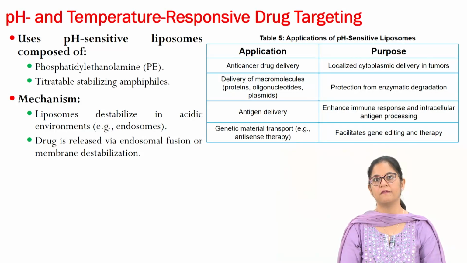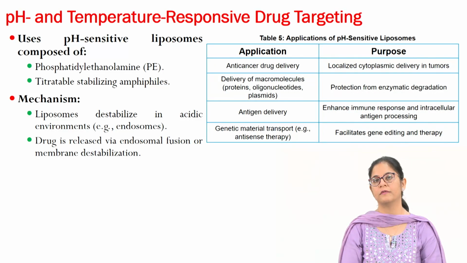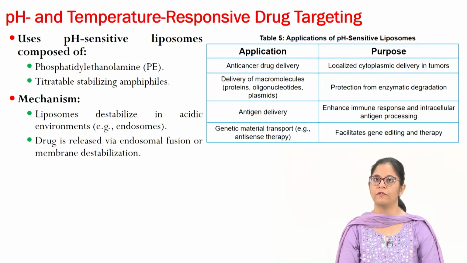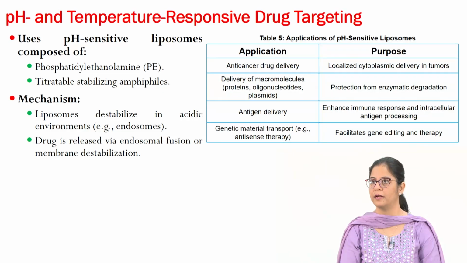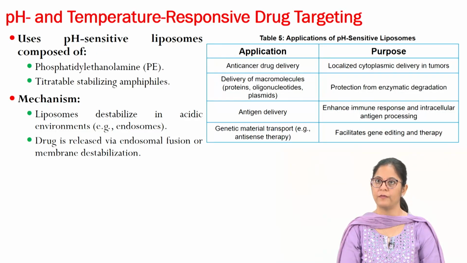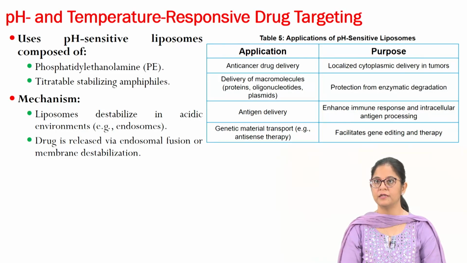This uses pH sensitive liposomes, which are composed of phosphatidylethanolamine and titratable stabilizing amphiphiles. The mechanism involves liposomes which destabilize in the acidic environment, for example endosomes. The drug is released via endosomal fusion or membrane destabilization. These are used for anti-cancer drug delivery, which are localized in cytoplasmic areas, especially in tumors. These are also very good for delivery of macromolecules like proteins, oligonucleotides and plasmids, antigen delivery and genetic material transport.